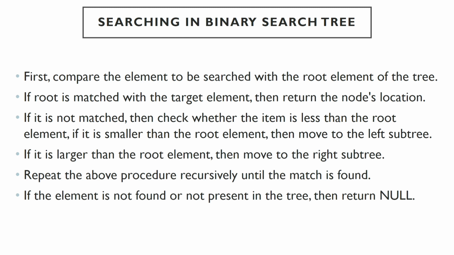First, compare the element to be searched with the root element of the tree. Second, if the root matches the target element, then return the node's location. Third, if it is not matched, then check whether the item is less than the root element. If it is smaller than the root element, then move to the left subtree. Fourth, if it is larger than the root element, then we will move to the right subtree. Fifth, repeat the above procedure recursively until the match is found. And the final step is, if the element is not present in the tree, then return null.